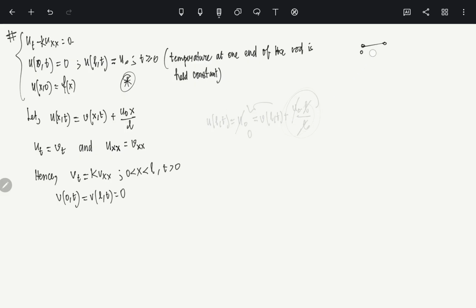So I hope you understood why this is a small trick, and why this works. And of course, what is v(x,0)? It just shifts, so it is f(x) minus u naught x by L, for 0 less than x less than L. Now we are in our original problem, so you know what the solution is. We just find out what v is and then add u naught x by L to it, and that will be your u.